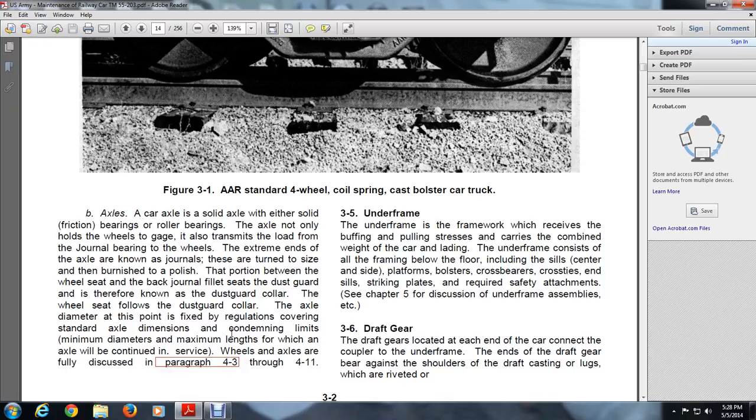Underframe. The underframe is a framework that receives the buffing and pulling stresses and carries the combined weight of the car and loading. The underframe consists of all framing below the floor, including the sills, center and side sills, platforms, cross bearers, cross ties, and stacking plates, and required safety attachments. See Chapter 5 for discussion of the underframe assembly.